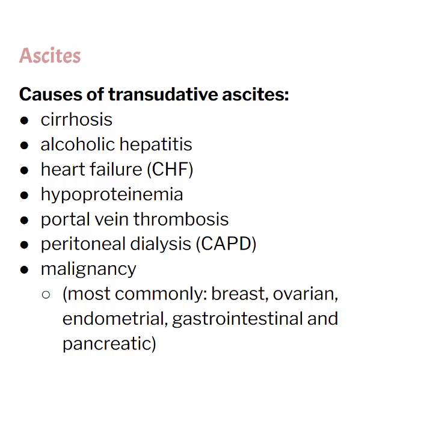Well, when you're low on your albumin, that intercellular fluid doesn't have a transport anymore, and so it just kind of leaks into the peritoneum cavity. So hypoproteinemia or low albumin levels will result in ascites developing. Portal vein thrombosis, peritoneal dialysis, and malignancy are also going to cause transudative ascites. Remember, that's that clear, thin fluid in the peritoneum.